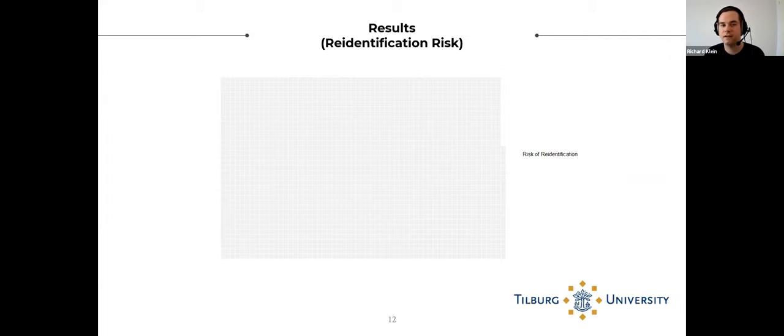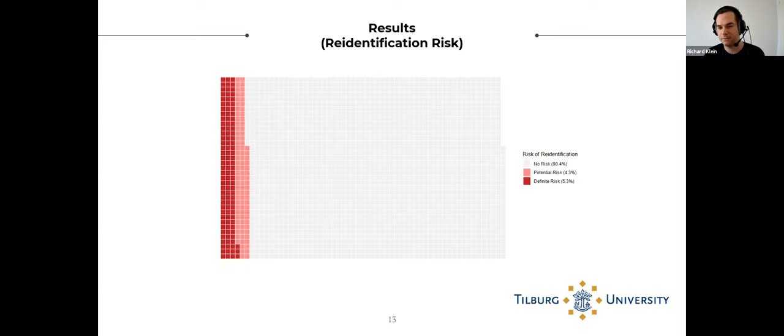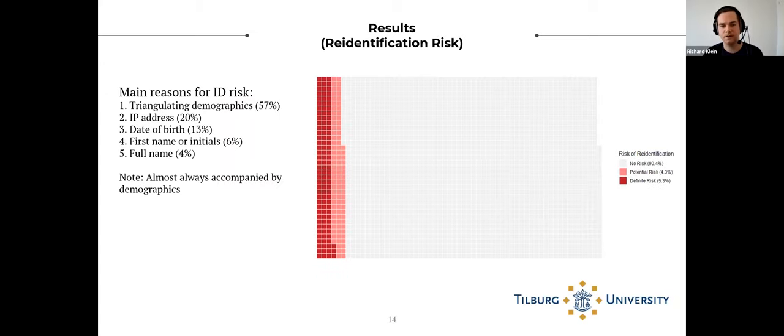So here, ideally, all of these squares will remain gray, but let's see. Unfortunately, we see that about 5% pose a definite risk, and an additional roughly 5% pose a potential risk that you could re-identify individual participants in these open data sets with the publicly available information here. Getting into these reasons, the light red bars here are all categorized as potential risk, and those are all cases where we deemed that the demographics were so rich that it was likely or possible that you could identify individuals based on triangulating these variables.